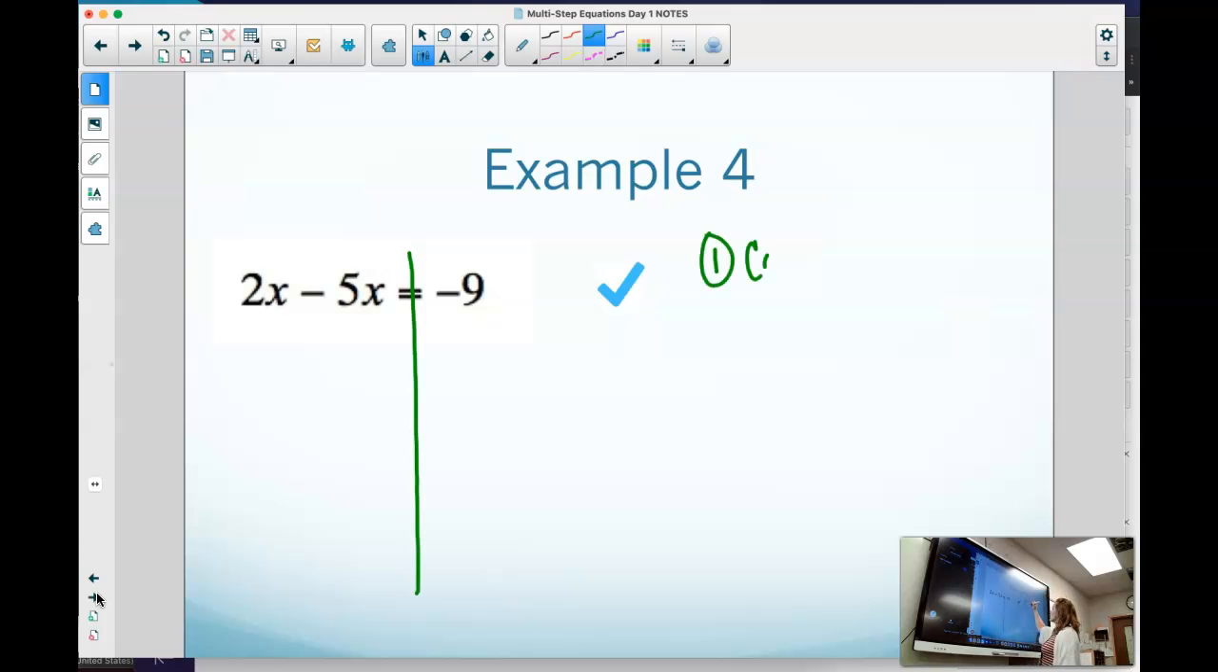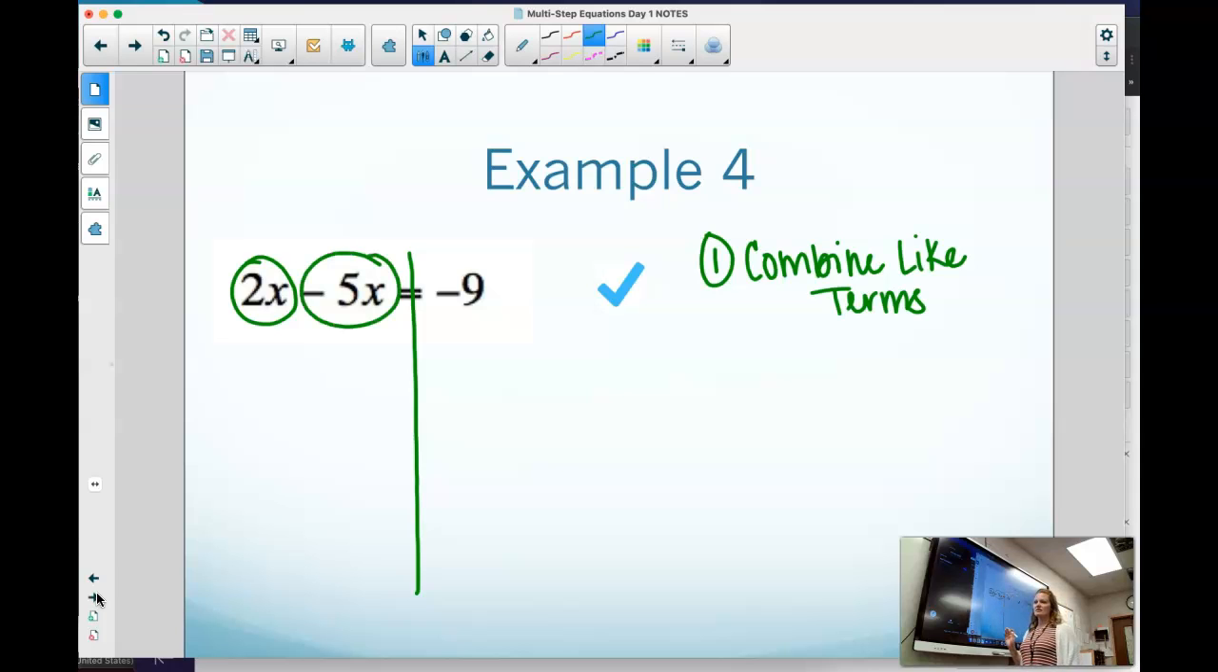Step 1 is to combine like terms. Okay, so I'm going to circle the 2x. I'm also going to circle the minus 5x. We're going to start on the right-hand side. When I simplify that, 2x and negative 5x is negative 3x. Okay, 2 positives and 5 negatives is negative 3. On the right-hand side, there's nothing to simplify, so it just equals negative 9.